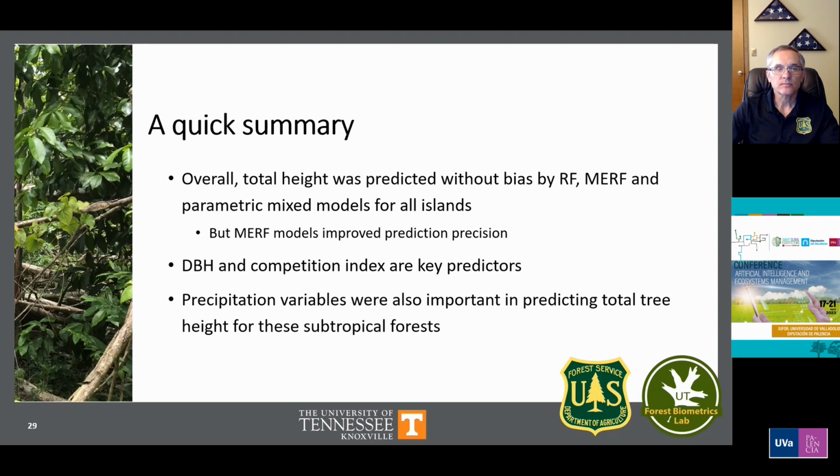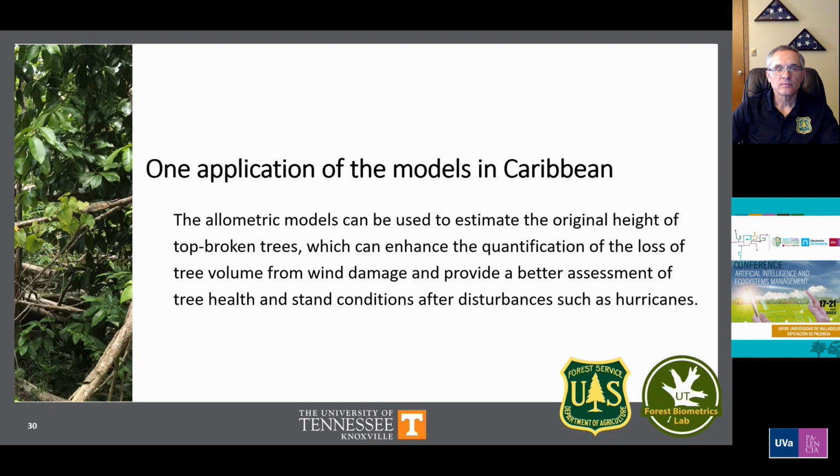And as I mentioned, we're looking forward to making practical application of these models to estimate original height of top broken trees, that'll enhance our ability to quantify the loss of tree volume and carbon from wind damage and provide a better estimate of tree health and stand conditions after disturbances such as hurricanes.